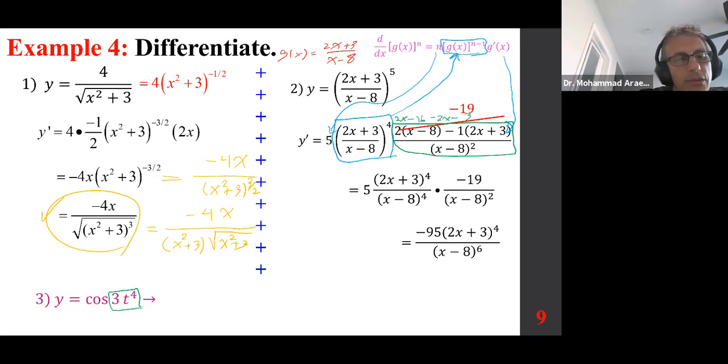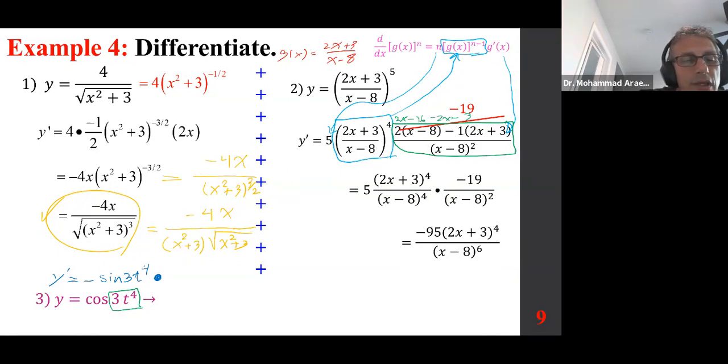So I'm going to write y prime. Because I'm dealing with cosine, the answer is negative sine. But remember, anytime you have any trigonometric function, you have to write their argument. The argument is 3t to the power of 4. Okay, so cosine, the derivative is negative sine.